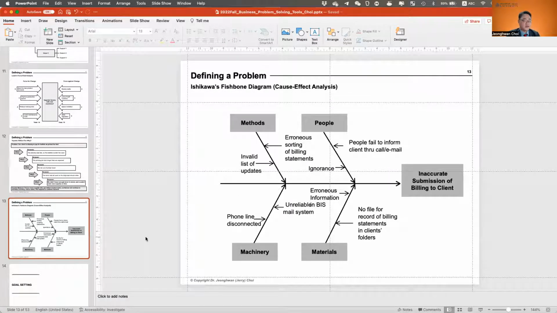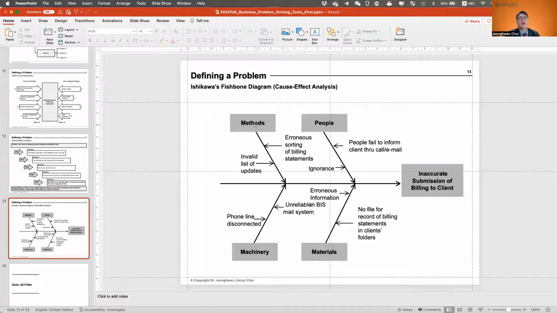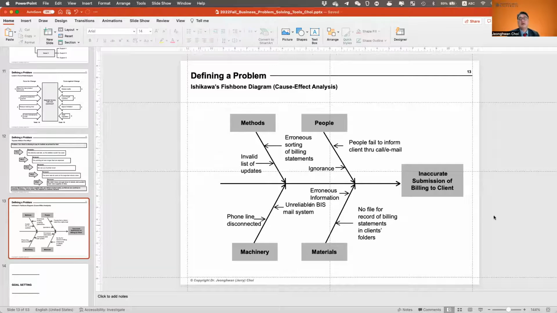And another quality management tool in order to identify a problem is Ishikawa's fishbone diagram, which must be the cause and effect analysis. So you can write down the domains of the problem causes: for method, people, machinery, materials, whatever. And what is the problem here? Inaccurate submission of the billing to client, and why is this kind of thing happening?